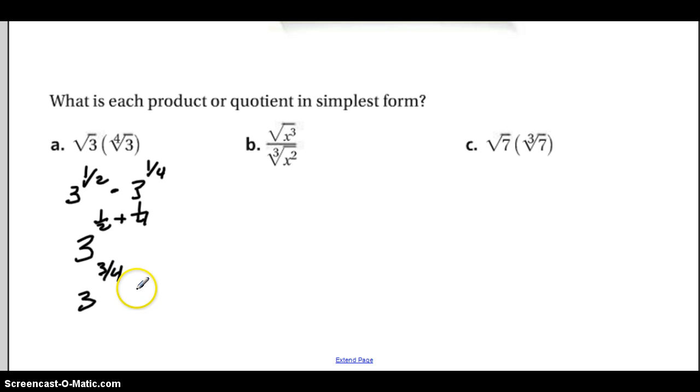And let's try and simplify that further by writing this back into radical form. My index is 4, radicand is 3, and then my power is 3. So I'm going to have 3 to the third here. Well, 3 to the third is the same thing as 27, right? So let's see if we can simplify this. 4th root of 27. Well, 27 is not a perfect 4th root, so this is as simplified as you can get.